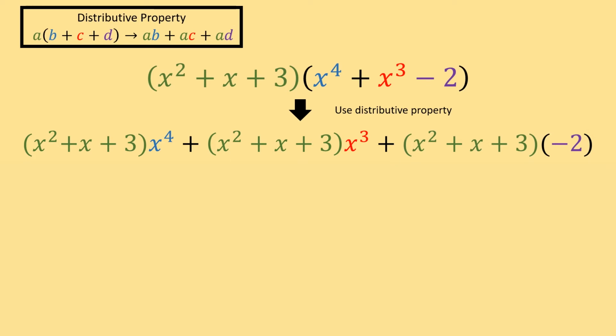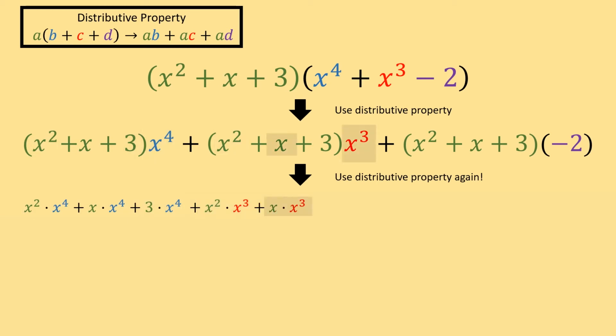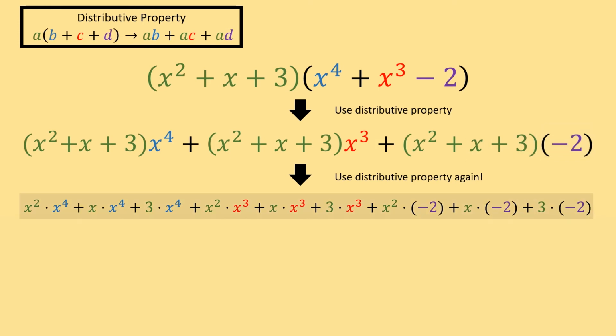Now we're going to use the distributive property again within each of these terms. I'm going to take x to the fourth power and distribute it into the polynomial x squared plus x plus 3. I'm going to take x to the third power and distribute it into x squared plus x plus 3. And I'm going to take negative 2 and distribute it into x squared plus x plus 3. That is how we get to this third step here.